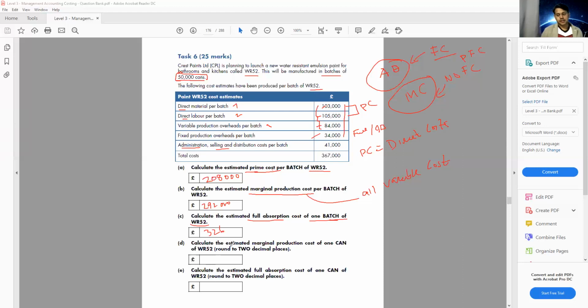Okay, the next one is number D. Calculate the estimated marginal production cost of one can. They're asking for the one can. That's not difficult, isn't it? Total marginal cost is 292. If I divide by 50,000, it will give me the cost of one can. So 292 divided by 50,000 is 5.84. Then they said full cost of one can if you use that absorption costing. We're going to do the same thing. 326,000 divided by 50,000 will give you 6.52. That's it. That's really easy question if you know it.